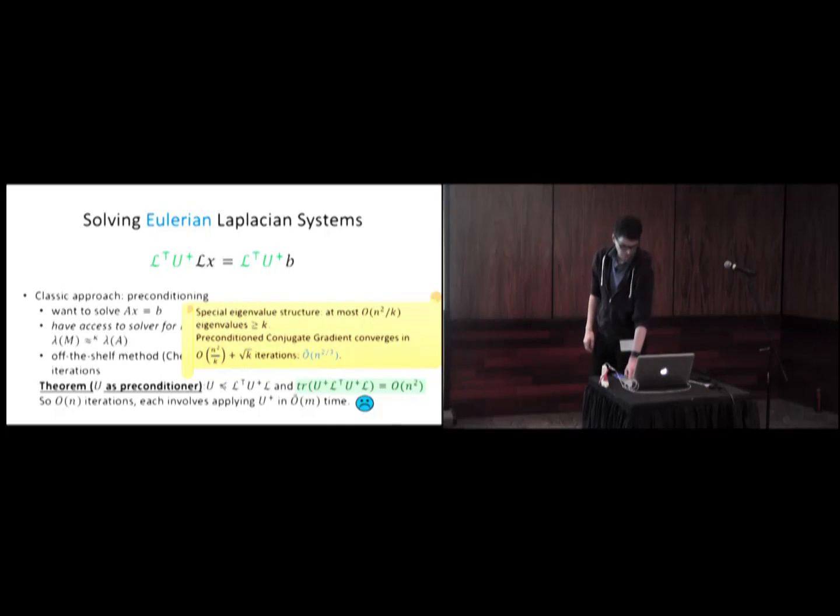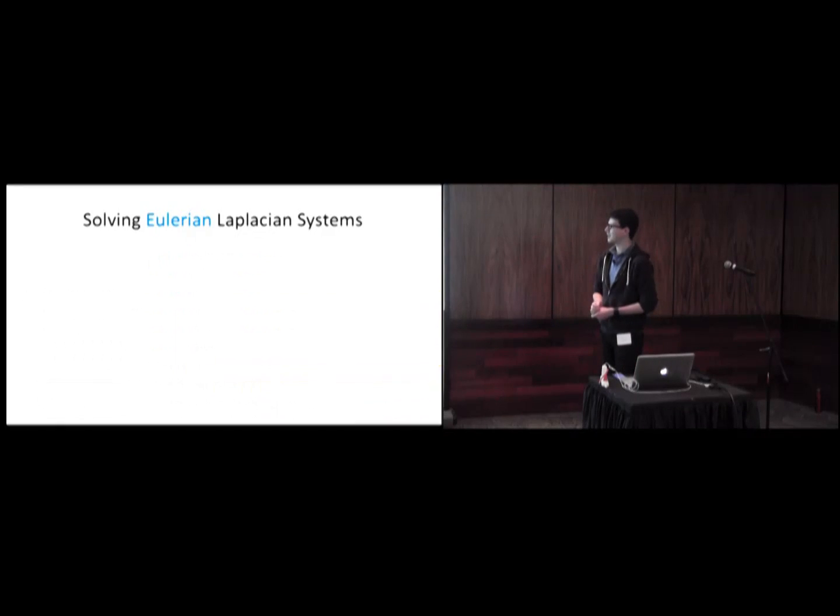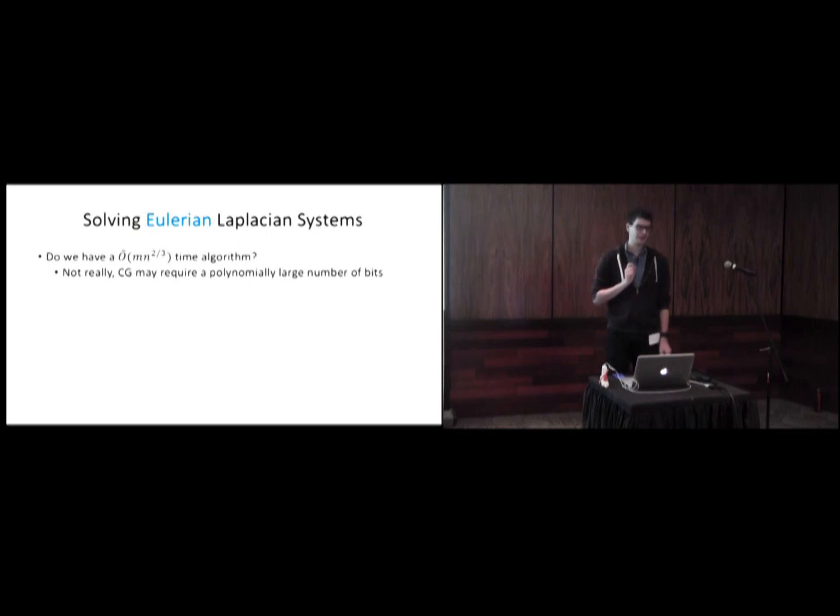This sort of analysis you can also see in a note by Spielman and Wu. So it seems that we have an algorithm that runs in time m times n to the 2/3. Well, this is not quite true yet. The reason is that conjugate gradient may require high numerical accuracy. It may require a polynomially large number of bits to represent the numbers that it computes. And that polynomial overhead may just undo all the progress that we managed to achieve.